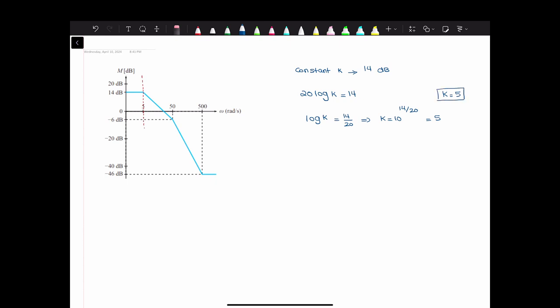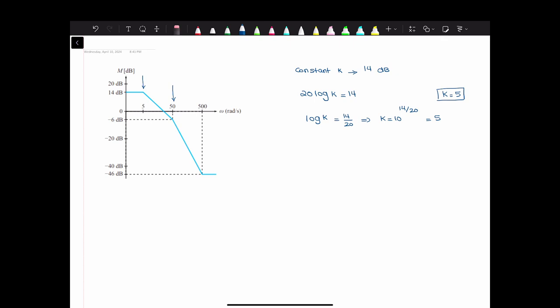That's one of the terms in our transfer function. The other term is the second part of this Bode plot. The second part starts from here and ends at here. It starts at omega equal to 5 and ends at omega equal to 50. So it is one decade, right? From 5 to 50, we have one decade. Now in this one decade, how many decibels is the magnitude decreasing? It goes from 14 to negative 6.